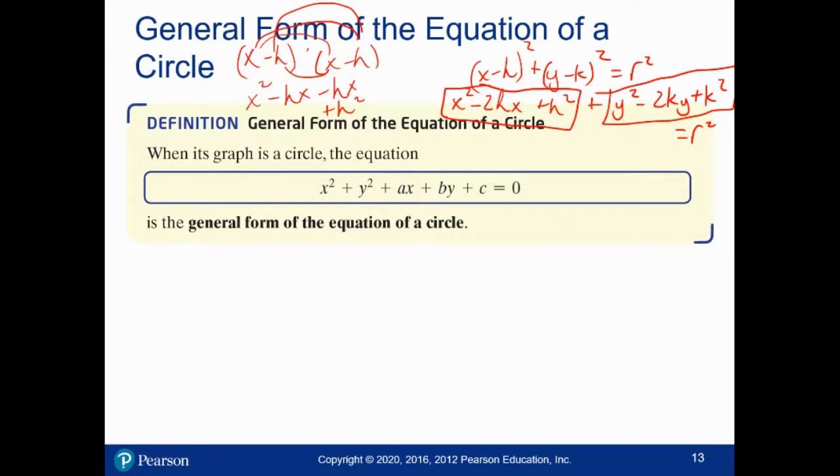Point being, I have some x squareds, some y squareds, some x's, some y's, and then some other things that are just numbers. If you collect terms like that, you get an x squared, a y squared, some x's, some y's, and a bunch of numbers added together, which is just another number. This is called the general form of the equation of a circle.